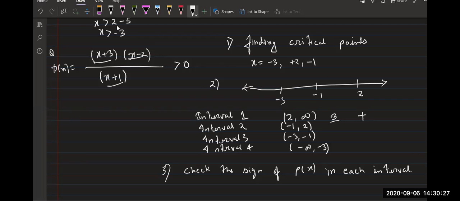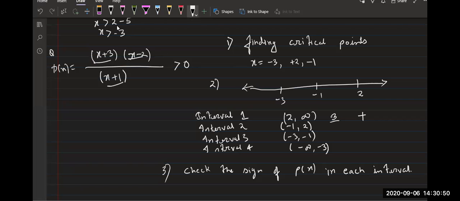Obviously, the sign will change now, right? That's why it is a critical point. Critical point is that point at which the sign changes. That's why x is equal to 2 is a critical point. Okay? That's the basic definition of a critical point. A critical point is a point at which the factor, or the polynomial, becomes 0.